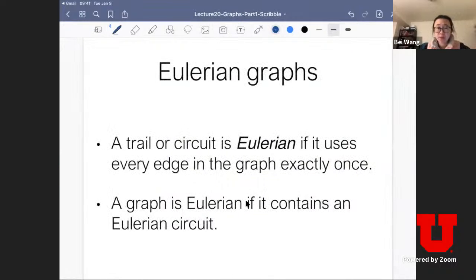The next concept is called Eulerian graphs. So a trail or a circuit is Eulerian if it uses every edge in the graph exactly once. So this is the most important part of the definition: every edge has to show up exactly once. And a graph is Eulerian if it contains an Eulerian circuit.